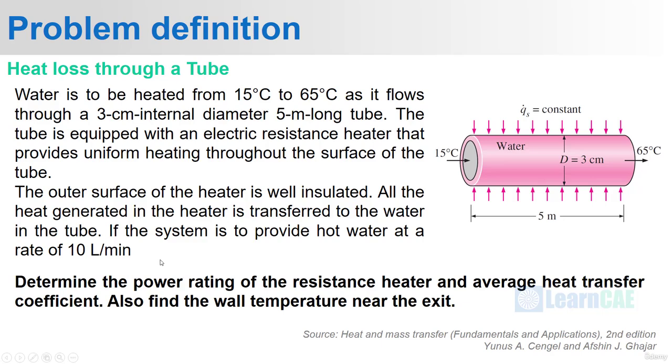Here they are supplying heat on the outer walls and they are asking to find the power rating required to increase the temperature from 15 degrees Celsius to 65 degrees Celsius for the volume flow rate of 10 liters per minute. First let us solve this problem through the theoretical method and compare the results with the simulation output.